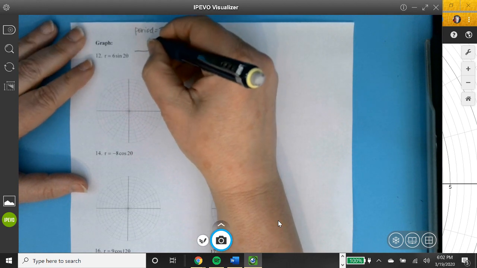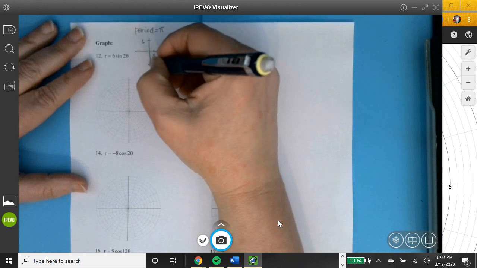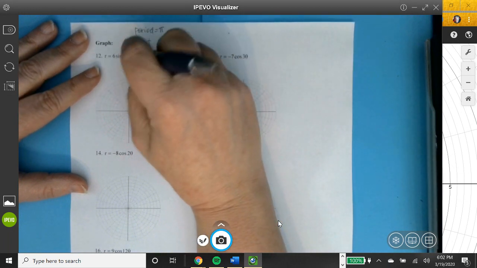Sine, it has an amplitude of 6. So it goes up here. Of course it'll ring 12 times. But life happens.